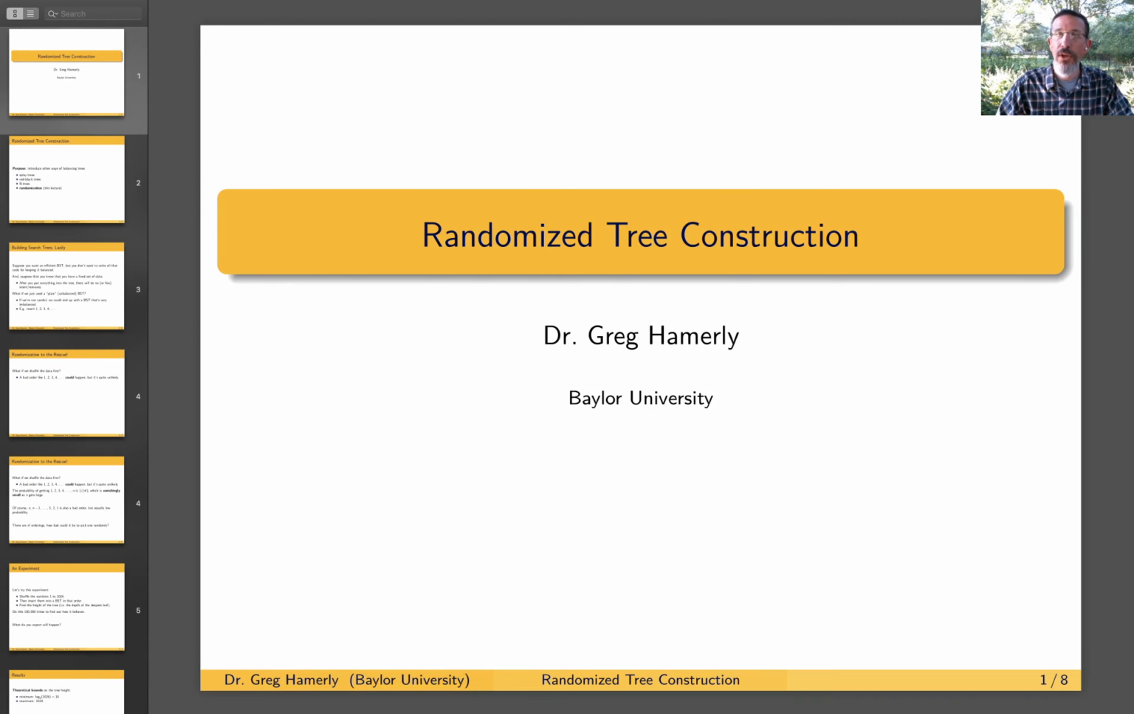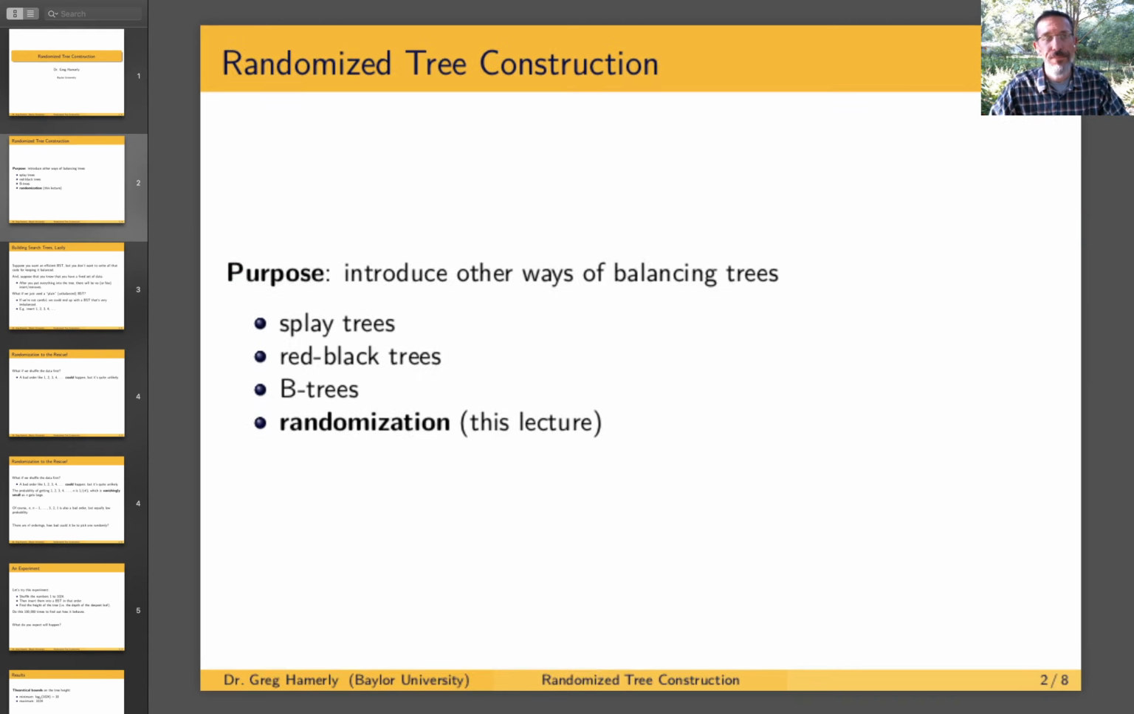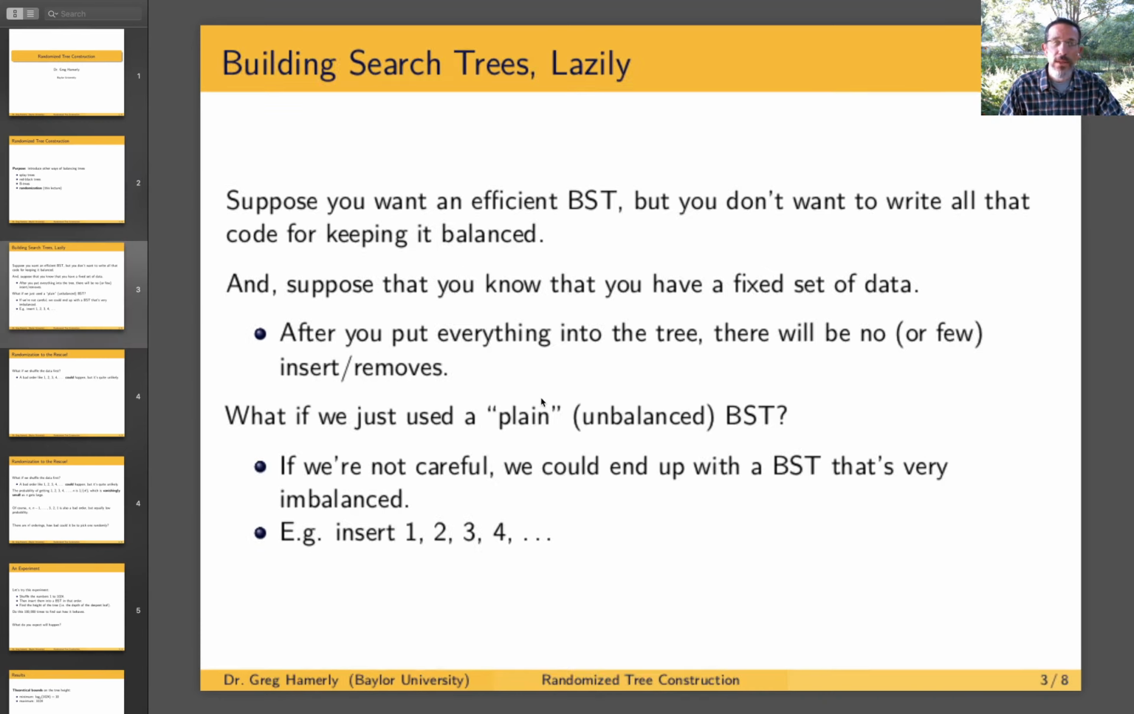Welcome to this lecture on randomized tree construction. This is the last in our 4 lectures on alternative ways to balance information in trees. And in this lecture, we're thinking about what if you wanted to build an efficient BST, but you wanted to be lazy about it. And you don't want to write all that code for keeping it balanced because who really wants to do that? It's too much work.